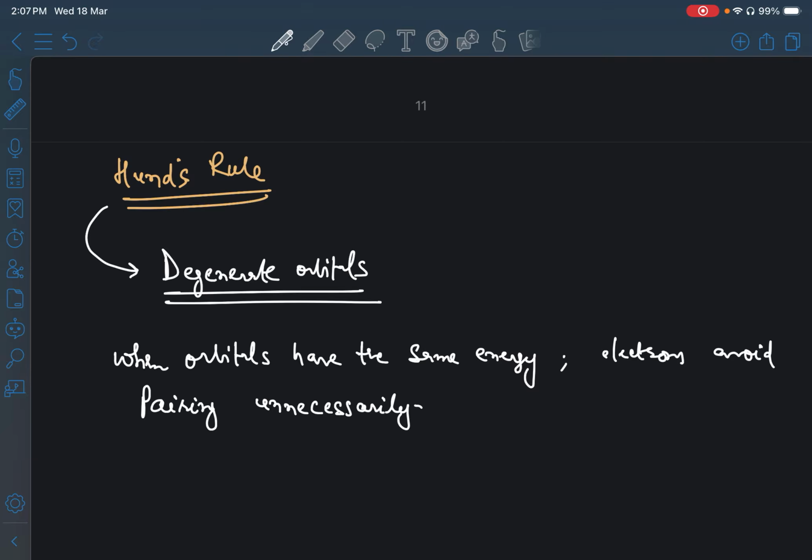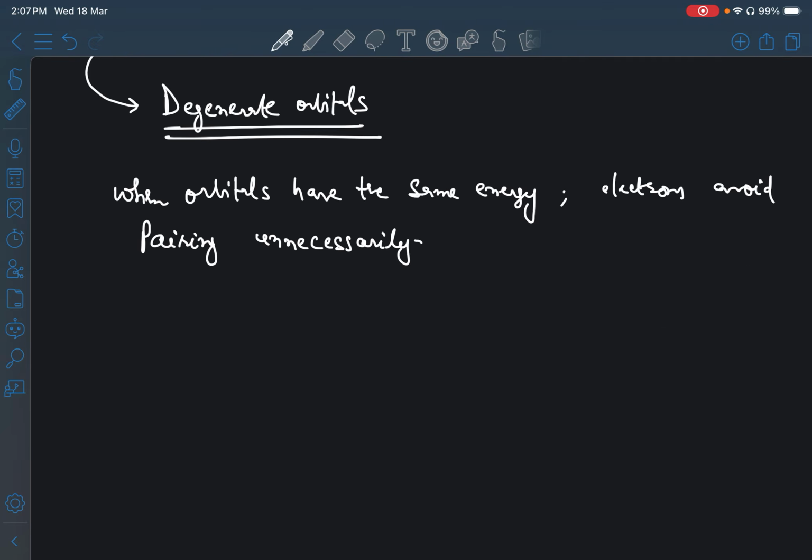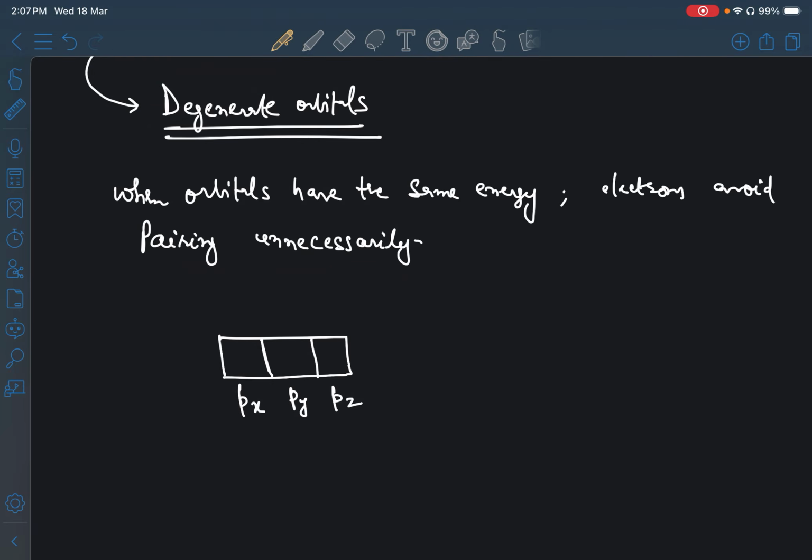Let me explain with the help of an example. Let's say we have three p orbitals. This is px, this is py, and this is pz, right? Now, it simply states that because electrons repel each other, separating them lowers repulsion and therefore it lowers energy as well.